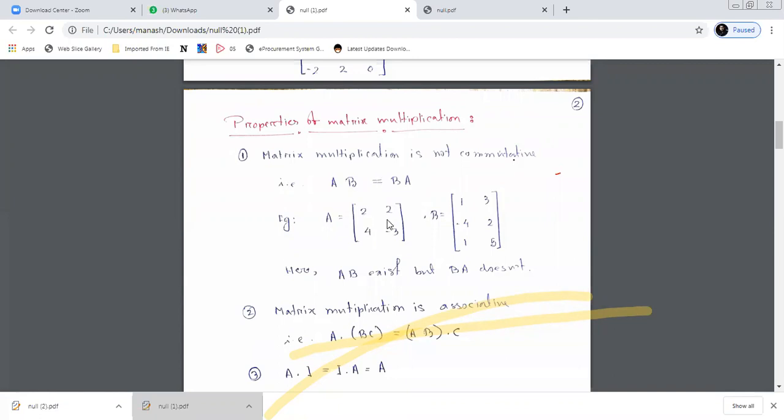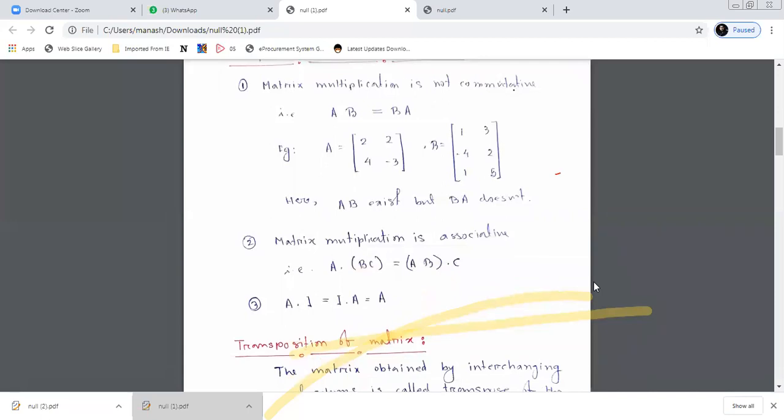See, I give one example, A and B. What is the order of A? It is 2 by 2. And what is the order of B? It is 3 by 2. Matrix multiplication exists if the number of columns of the first matrix is equal to the number of rows of the second matrix. Here the number of columns is 2, the number of rows is 3. So AB does not exist and BA exists.